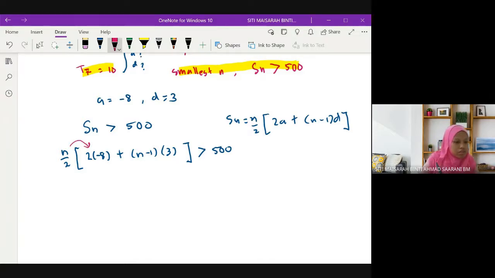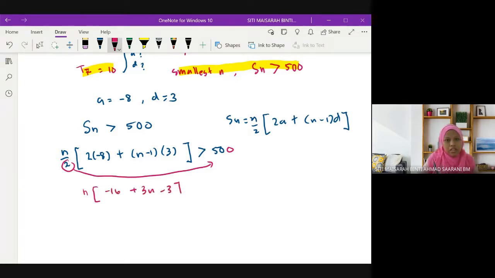Boleh buat macam tu juga lah. Tapi Media nak darab 2 ni ke sebelah kanan. So then dia akan dapat kat sini, dalam ni is negative 16 plus 3n minus 3 more than 1000. Okay. And then dalam ni kita boleh ringkas, dia akan dapat negative 3n minus 19 multiplied by n more than 1000. So then this one is actually become quadratic inequality.